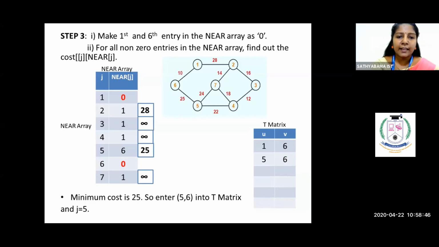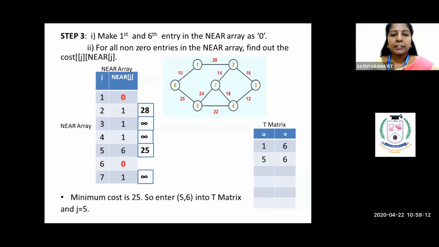So in the near array, we have updated the first entry as 0 and the 6th entry also as 0. It is denoted by red color. Once we update this, for all the non-zero entries, we are going to find the cost. So what are the non-zero entries we have in the near array? Entry number 2, 3, 4, 5 and 7. These are the non-zero entries.